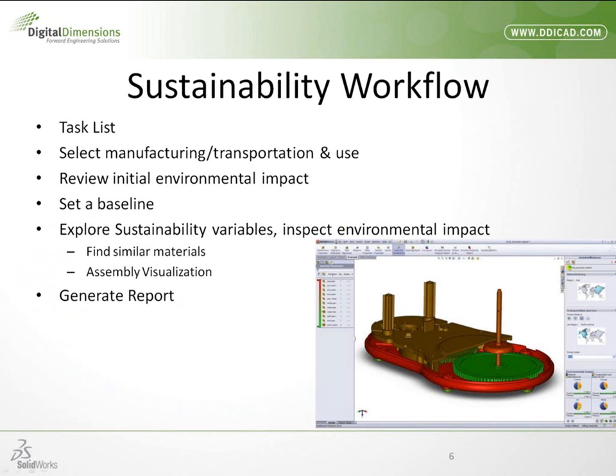Now let's go in and start talking about the different workflows that we have for both the part level and the assembly level for sustainability. This is just basically a hit list that you may want to take a look at when you're going to start to perform an environmental analysis. You want to do what's called a task list. This is if you have an assembly that you haven't specified all of the different materials.